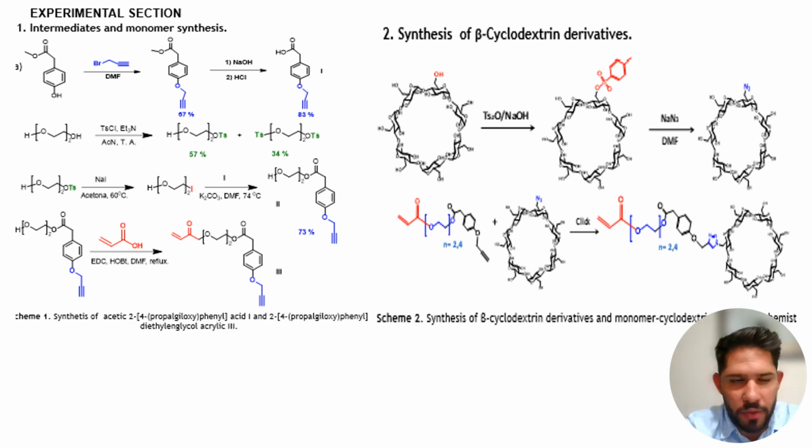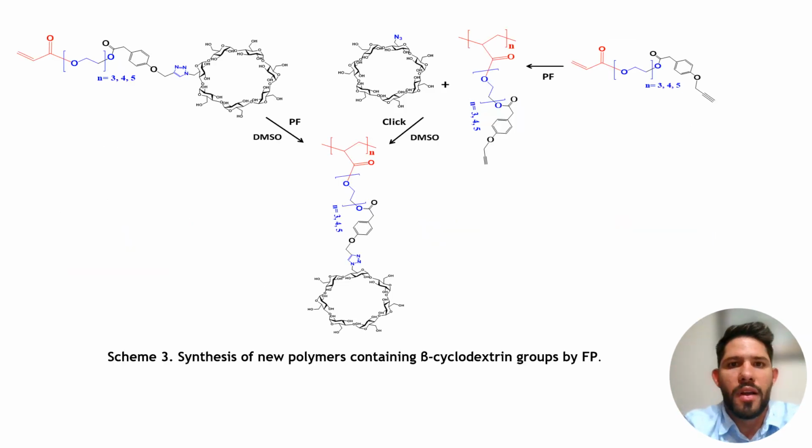The second part of the experimental session aims to modify the primary face of cyclodextrin, and finally, using click chemistry conditions, we can obtain the principal acrylate monomer to polymerize via the frontal polymerization technique. Finally, the last step allows us to obtain the new biomaterial using frontal polymerization. And these new compounds will be used as new biomedical devices or as a new drug delivery system.